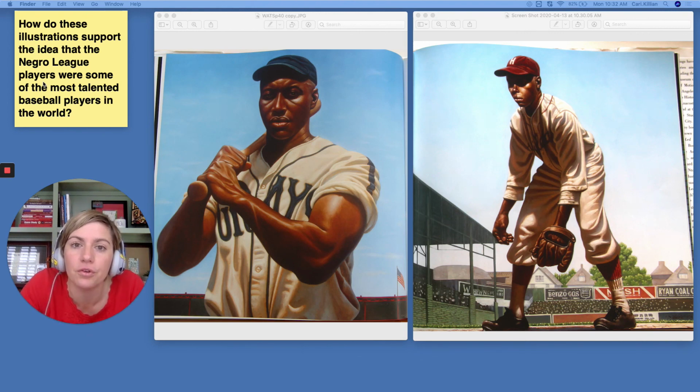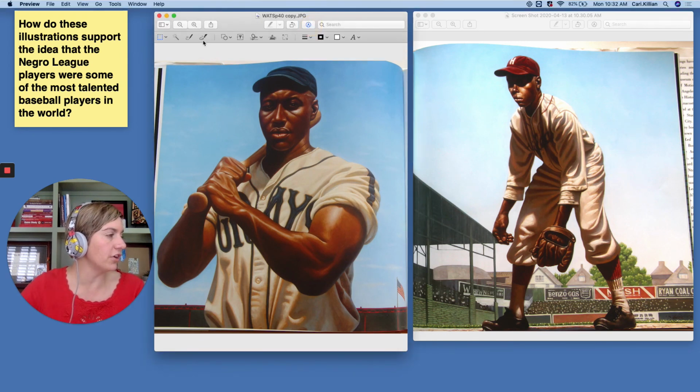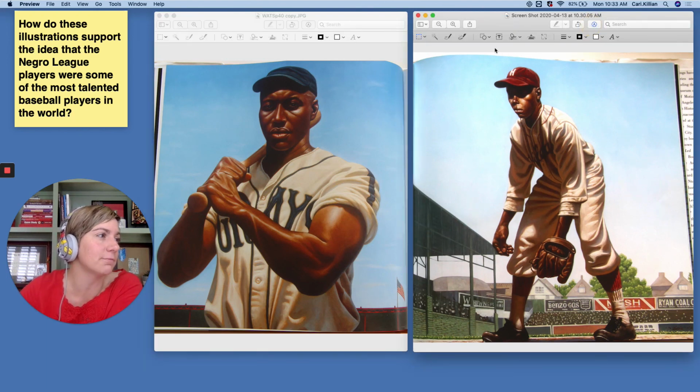What did you conclude? Let's talk about them together. Did you notice in this illustration the muscles that are being shown on Josh Gibson's arms? That indicates to me that they were strong and they were athletic players. And then when I look at the second image, the one of William Julius Judy Johnson, I notice this serious expression on his face. Let's zoom into that.